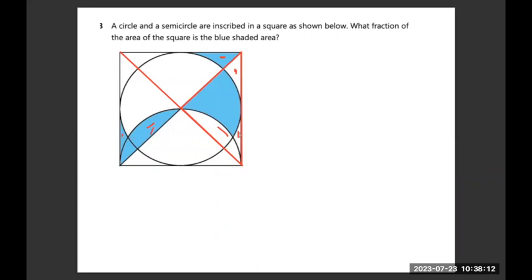What it means is the blue shaded part is 1/4 or 0.25 of the whole square, which is what you have to find. It can be either 1/4 or 0.25. There is no calculation in this. Any doubts, any questions you have in this?